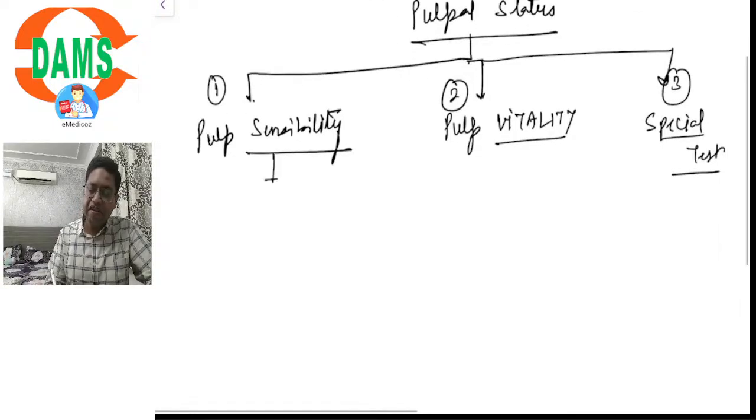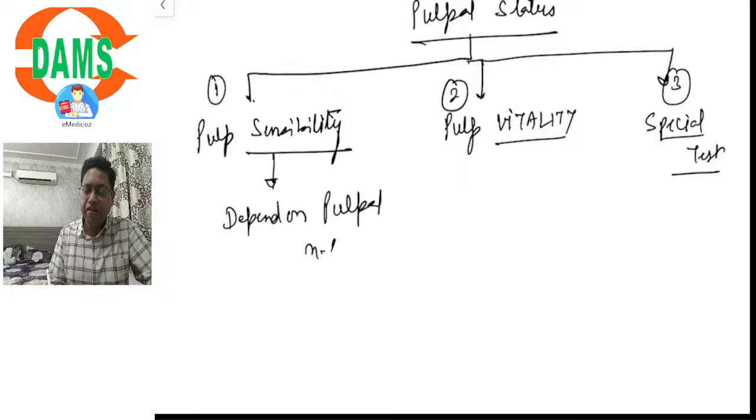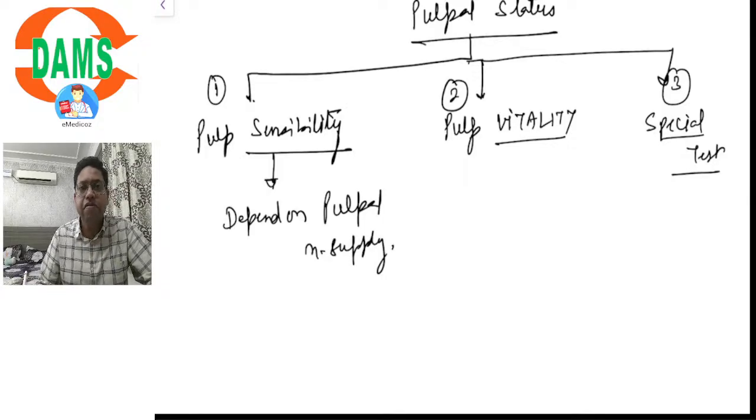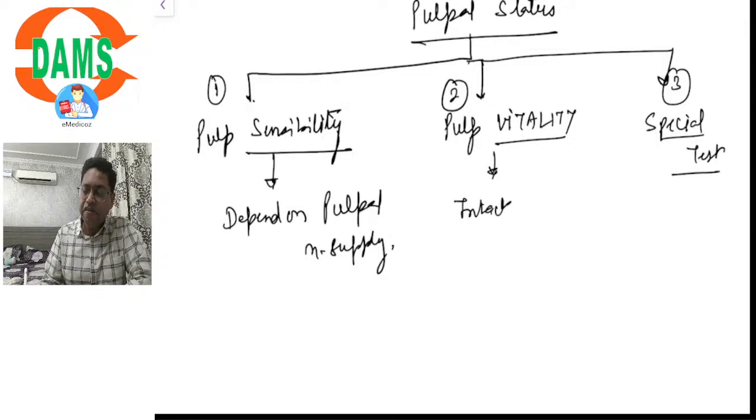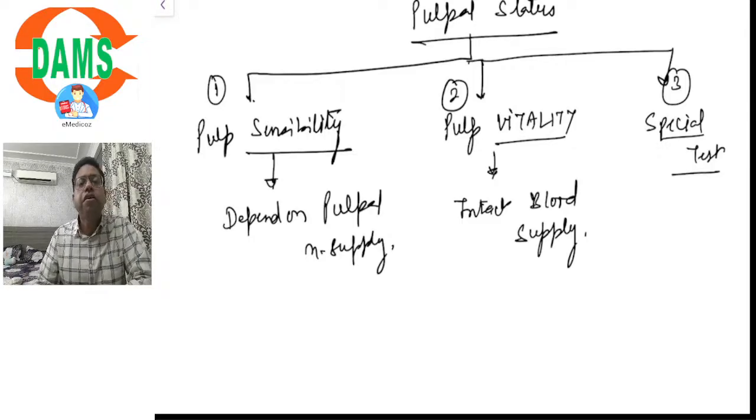As the name indicates, pulp sensibility tests depend on pulpal nerve supply. Sensations are because of the sensory nerve fibers. So if the pulp has viable sensory nerve fibers, what are the sensory nerve fibers present in the pulp? We have already seen they are the A and the C type of fibers. Pulp vitality tests depend upon intact blood supply. Any tissue or organ is said to be vital if it has active blood perfusion.